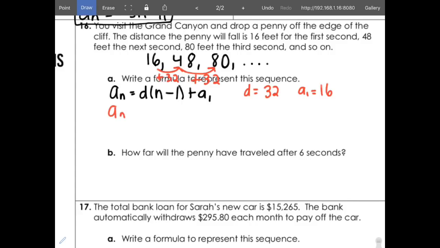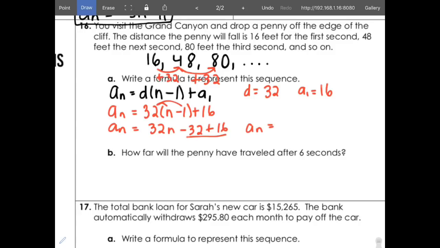a sub n equals, we have our d, n minus 1, we have our a sub 1, and now we're just going to distribute. a sub n equals 32n minus 32 plus 16. We can combine like terms here. So a sub n equals 32n minus 16. That's our formula.